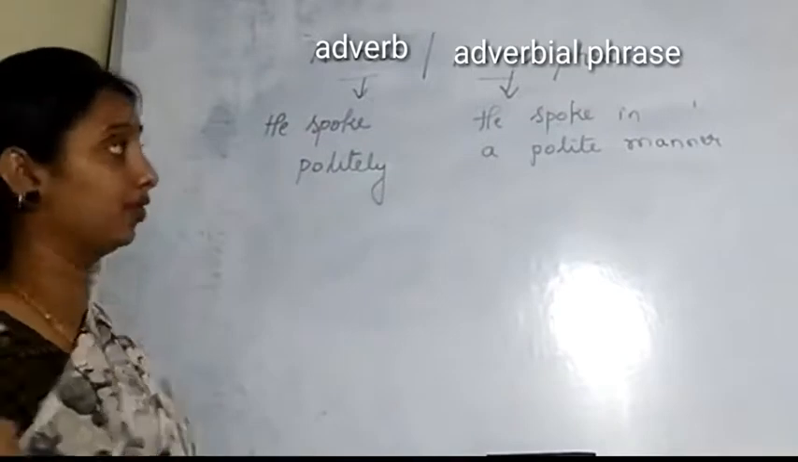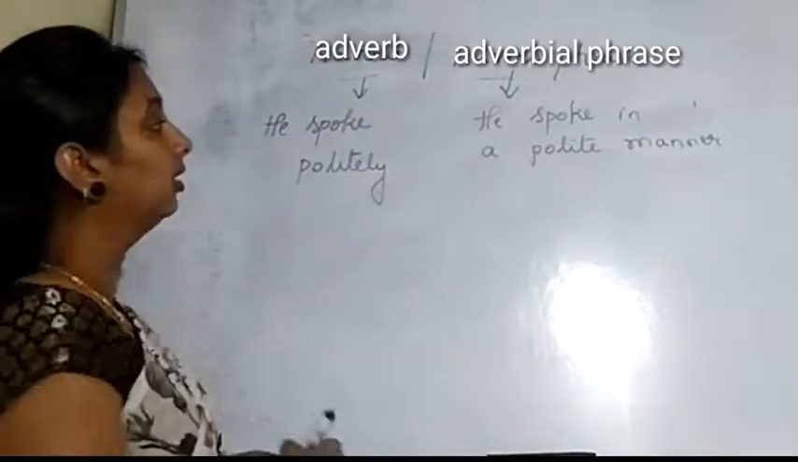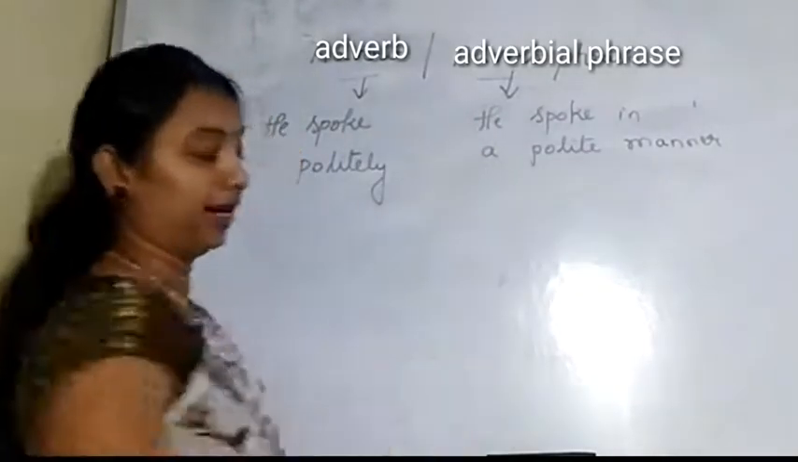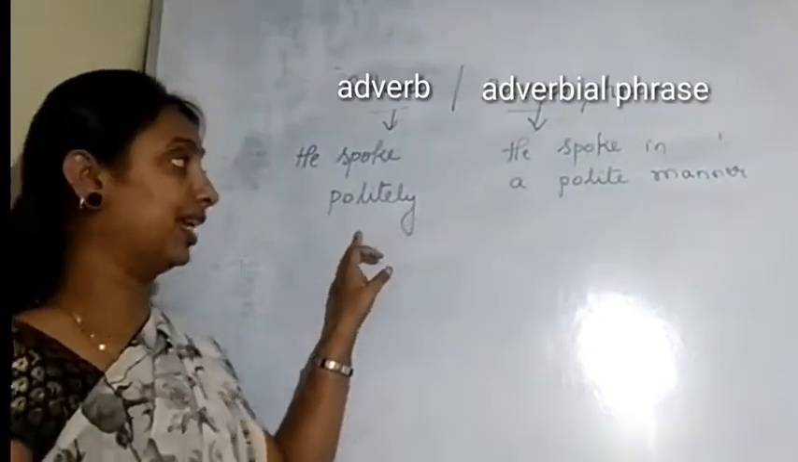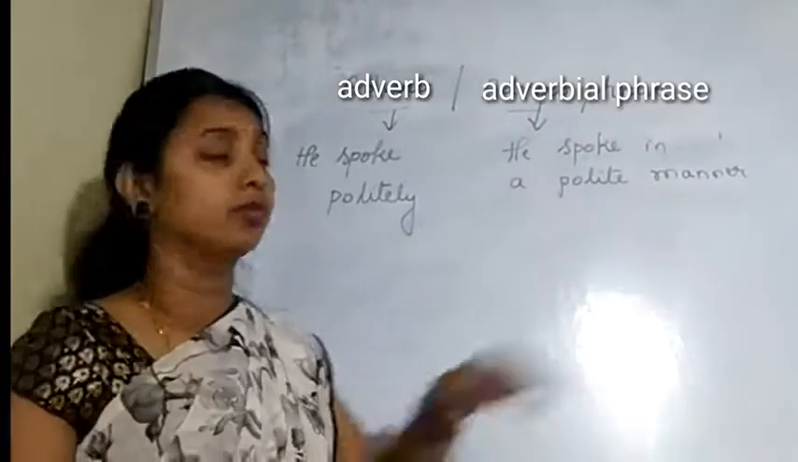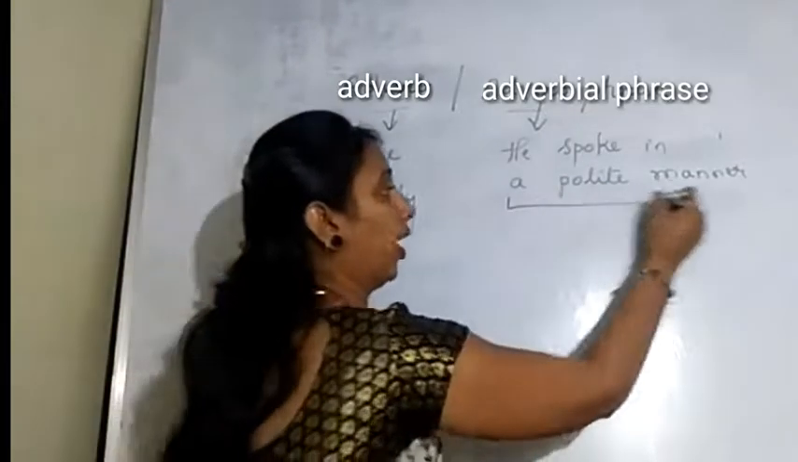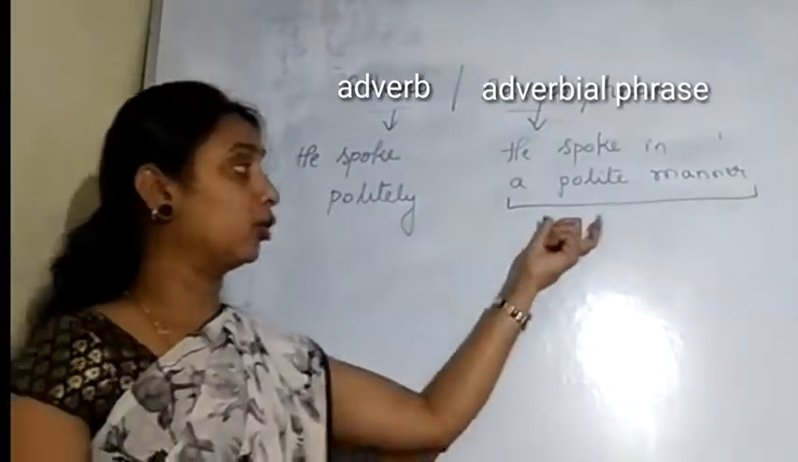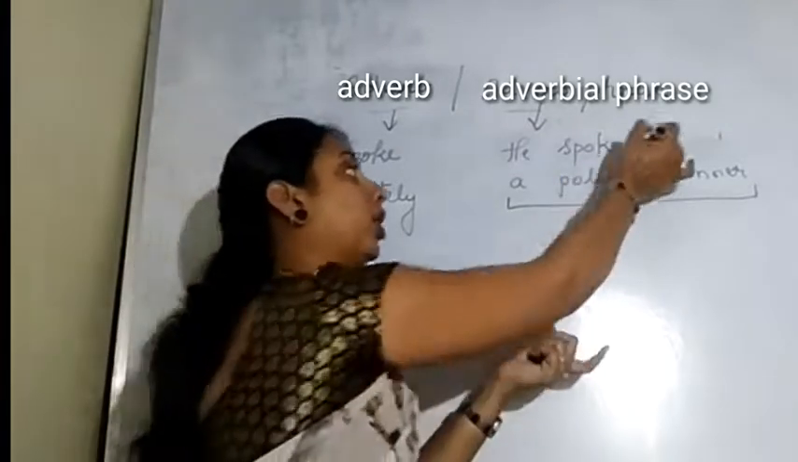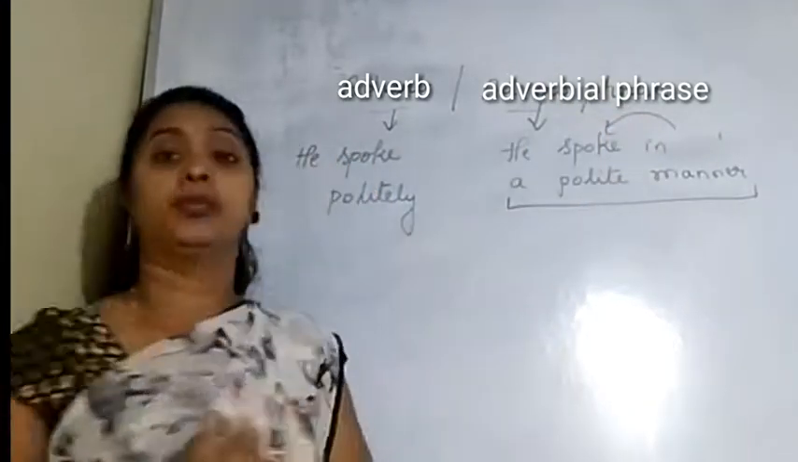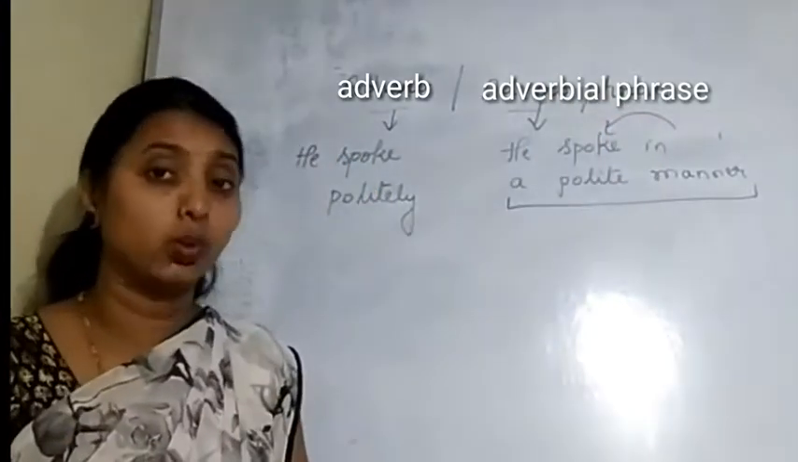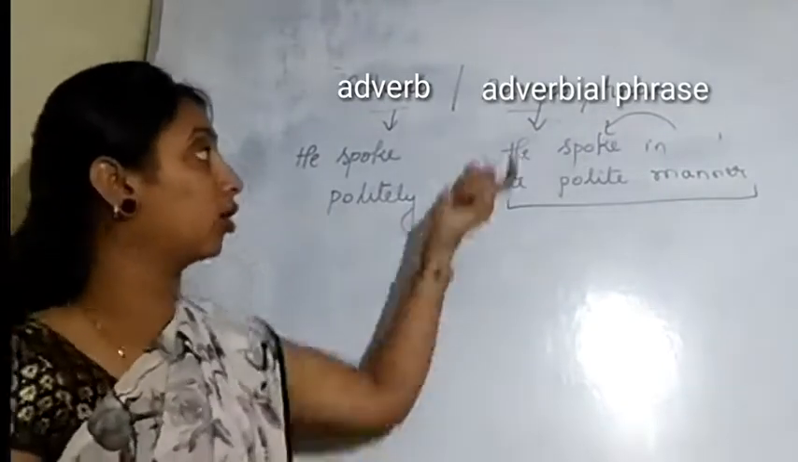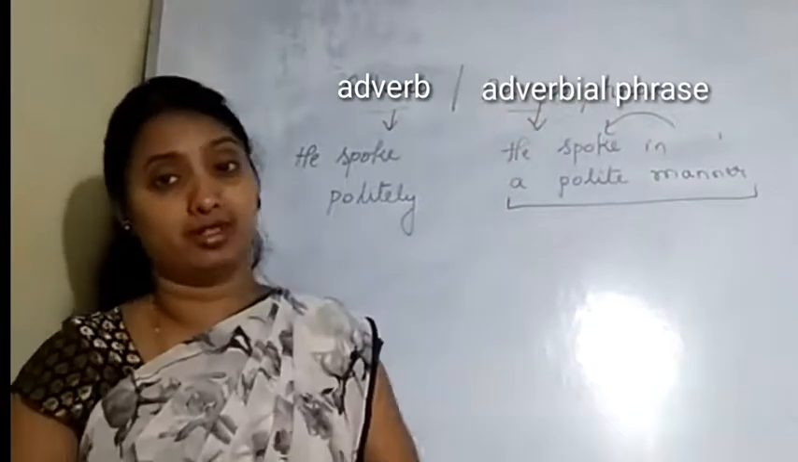Now we will see adverb phrase. He spoke in a polite manner. This word can also be said as in a polite manner. Here we have more than one word. So we have a group of words. These group of words are speaking about a verb. Group of words which describe a verb are called adverbial phrases.